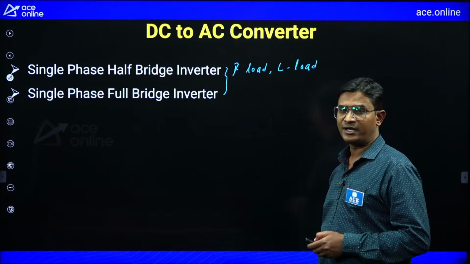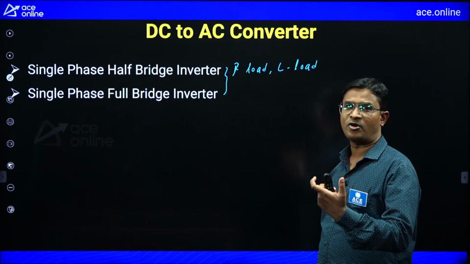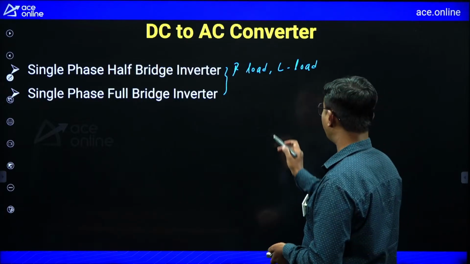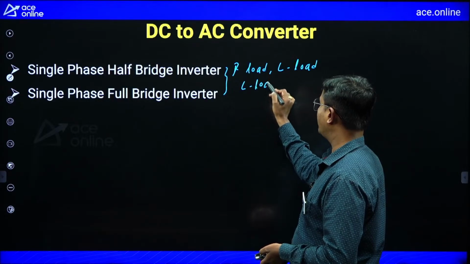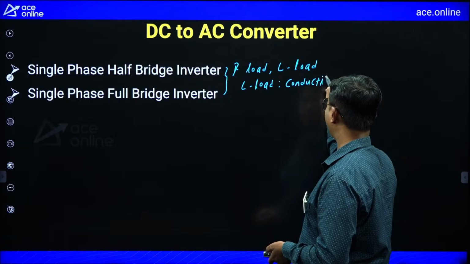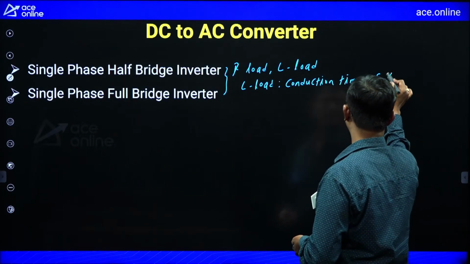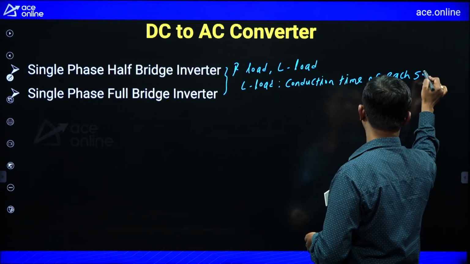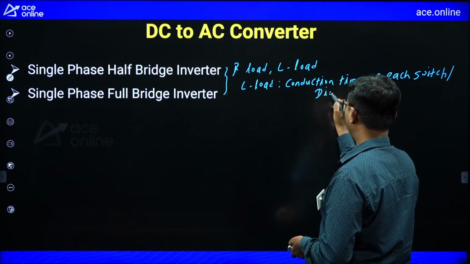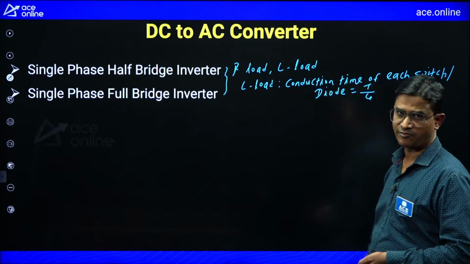Here for purely inductive load they ask the questions like what is the conduction time of each thyristor, each diode, or each switch and each diode. So for L load, the conduction time of each switch and each diode is simply T by 4.